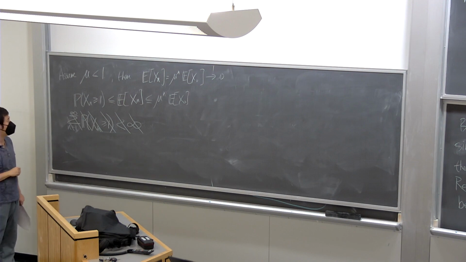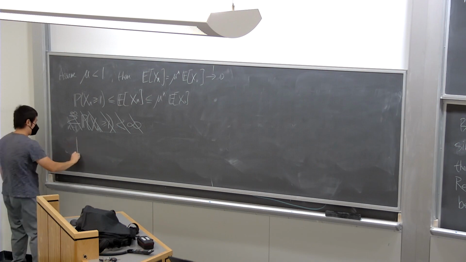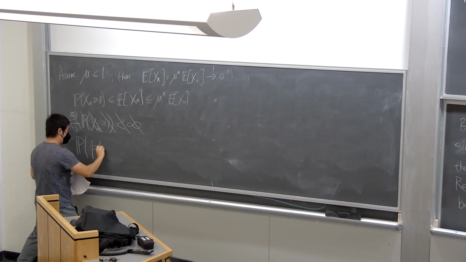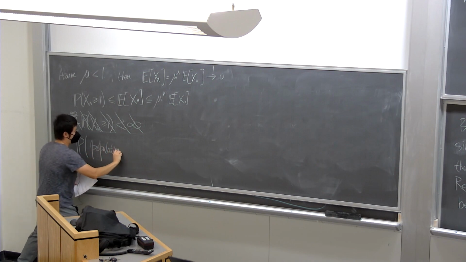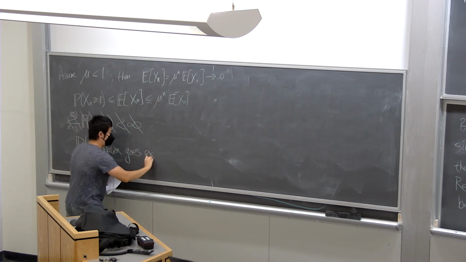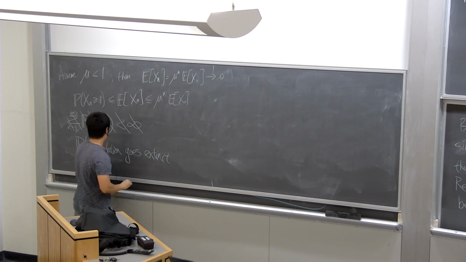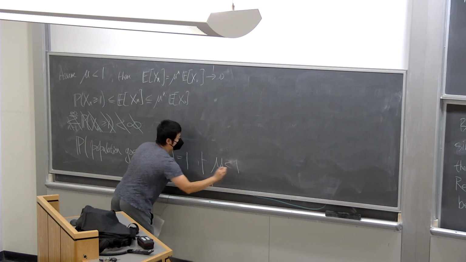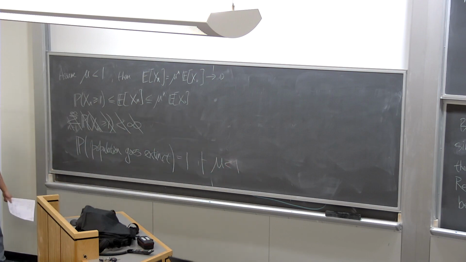You can imagine that this probability decays really fast as n goes to infinity. So the result I want to say is that the probability that the population goes extinct is 1 if mu is strictly less than 1. It's also a natural thing to think: if the expected number of offspring per individual is strictly less than 1, of course the population would go extinct almost surely.